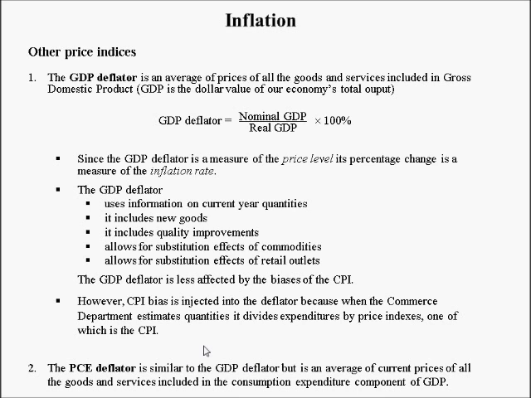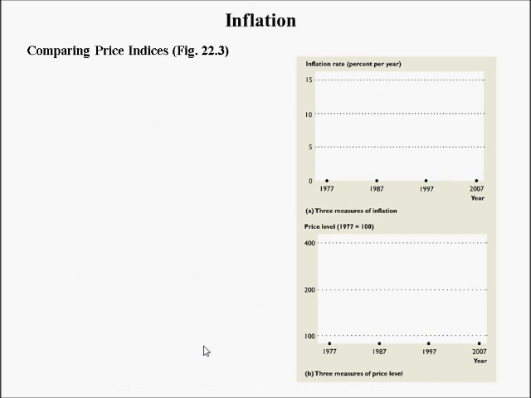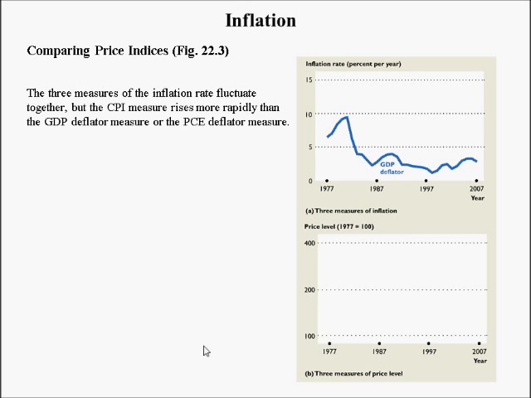Then you got the personal consumption expenditure deflator, the PCE deflator. It's similar to the GDP deflator, but is an average of current prices of all goods and services included in the consumer expenditure component of GDP. Now, this is what they look like over time.